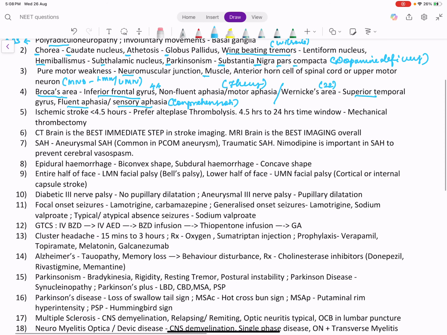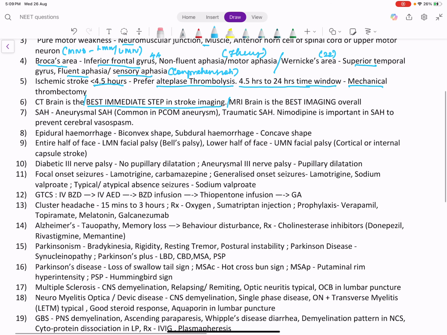So in stroke, we have ischemic stroke and hemorrhagic stroke. Ischemic stroke presenting less than 4.5 hours, that is the window period, we have to prefer alteplase thrombolysis. In some cases we don't do it, but we prefer alteplase thrombolysis. 4.5 hours to 24 hours time window, we cannot do thrombolysis, but we do mechanical thrombectomy. CT brain is the best immediate step in stroke imaging because it is time saving, but MRI is the best imaging overall for stroke.